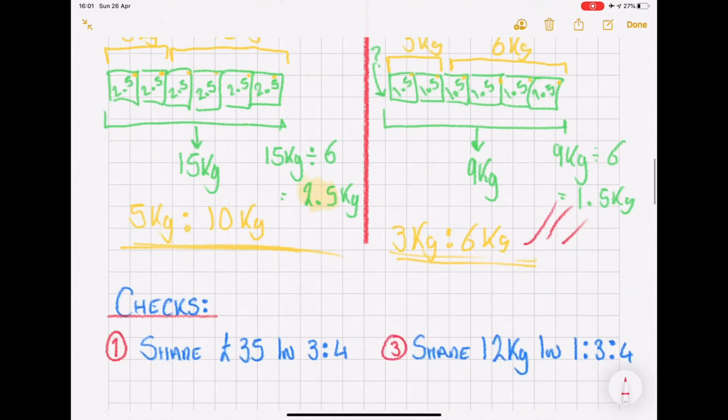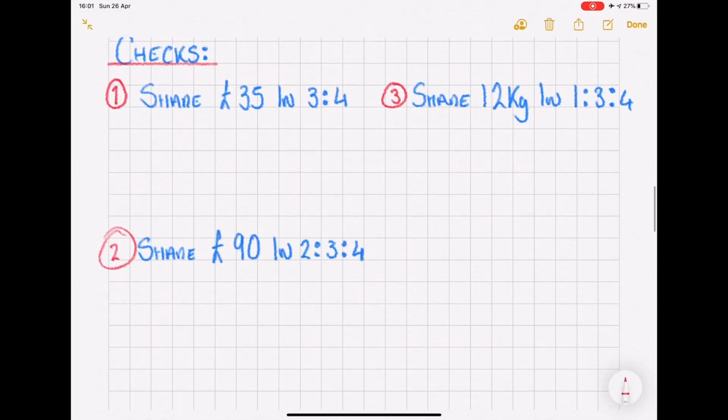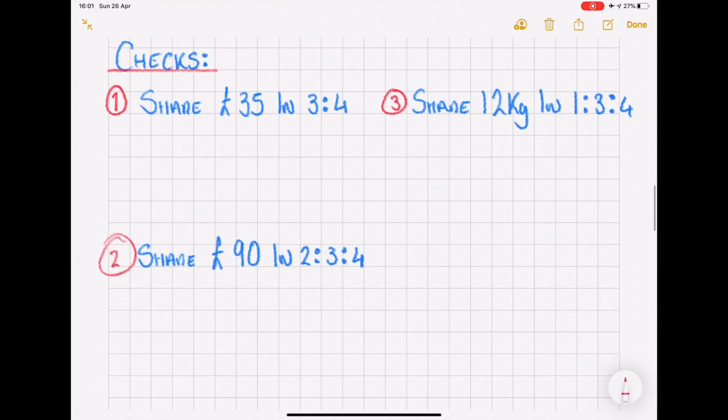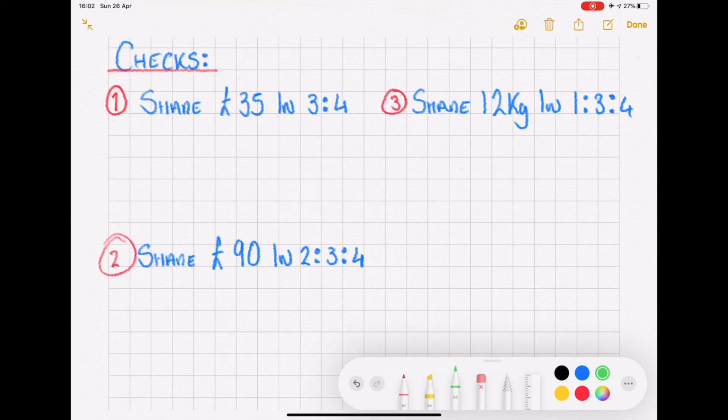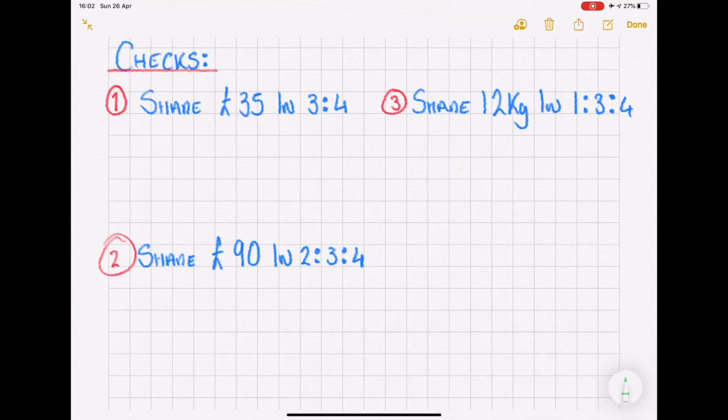Okay, so down here, what I've done is I've created 3 checks for you to do. So I would pause the video here, have a go at these 3 checks, and then play the video once you're done, and I will go through the answers. Okay, fantastic. So hopefully you've had a go at these questions here, so we can whiz through them.